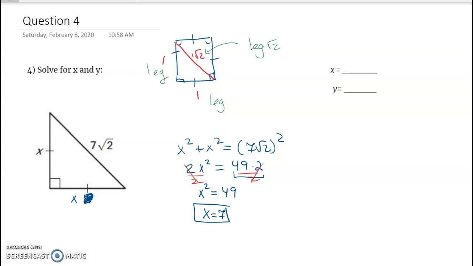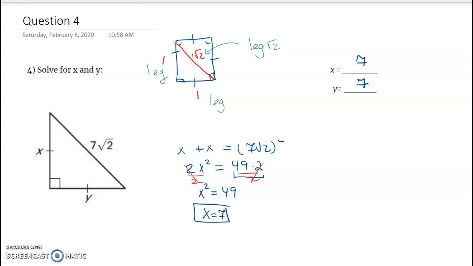So that's one option. So that's 7, and then if I go back to this, this was also y, so this had to be 7. So this is one option. Again, we're just using Pythagorean theorem.